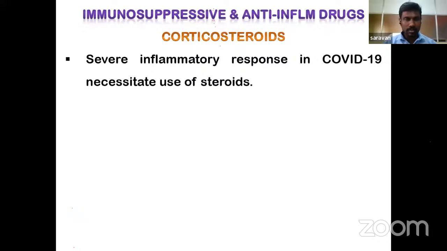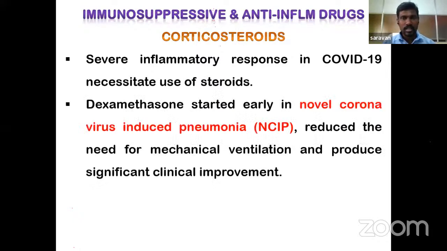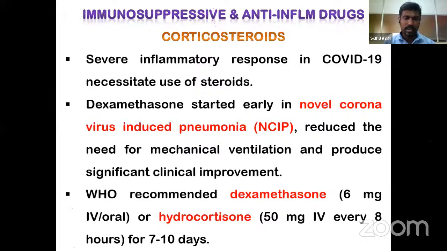There will be a severe inflammatory response in patients infected with COVID-19. Let me not go into the details of steroids because the mechanism and other things are already well known. In case of COVID-19, dexamethasone started early in novel coronavirus induced pneumonia, NCIP, will reduce the need for mechanical ventilation and improves the pulmonary parameters. So WHO has recommended dexamethasone or hydrocortisone for the management of COVID-19 infection, which was very extensively used and most of the time life-saving in the first episode of coronavirus infections.